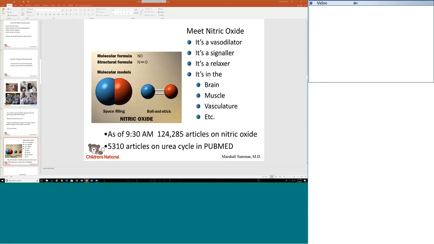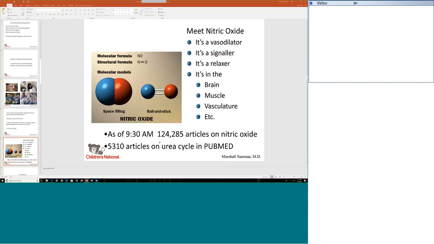As of 9:30, there were about 124,000 articles on nitric oxide. I tend to view our scientific understanding of things using an inverse law. So the more articles that are published on something, the less understanding we actually have of what is going on with that. So since there's only 5,000 articles on the urea cycle in PubMed, that means we understand it much better than we do nitric oxide. And actually, from a practical standpoint, there's a lot of truth to that.